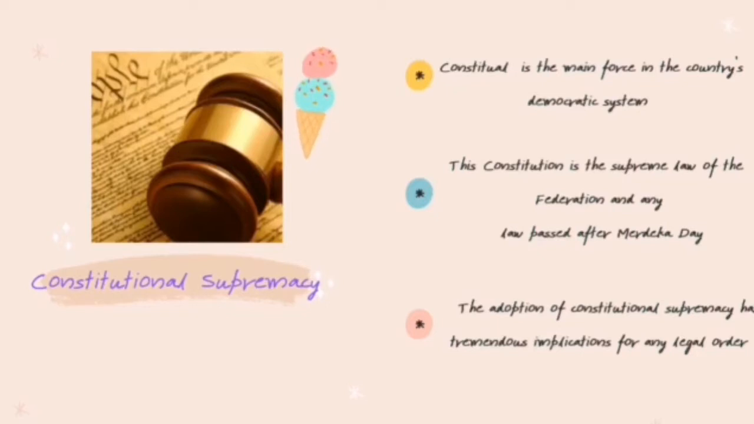The adoption of constitutional supremacy has tremendous implications for any legal order. In the context of Malaysia, the most important consequences are: first, the constitution is the highest law; the second one, parliament is not supreme; the third one is substantive limits. The constitution is the supreme law of the federation, which is the highest law of the land and the law of laws.